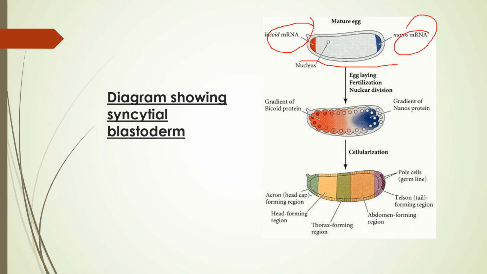So the anterior most here defines the anterior gradient of bicoid protein and the posterior most the gradient of nanos protein. Bicoid function is to make the anterior region, like acron, which means head, and thorax. And the nanos function is to make the abdomen region, telson and the pole cells.